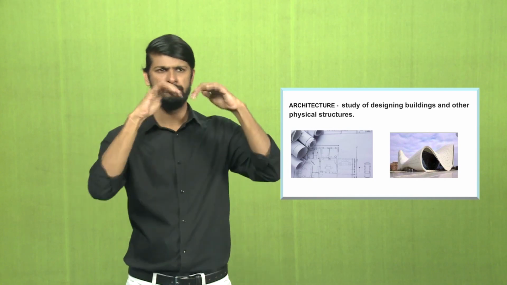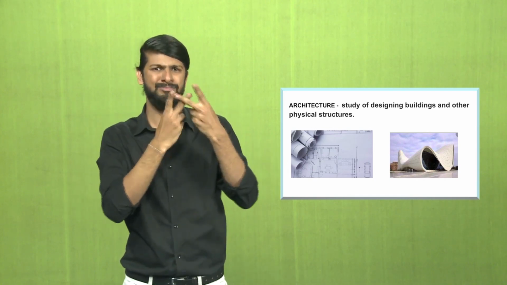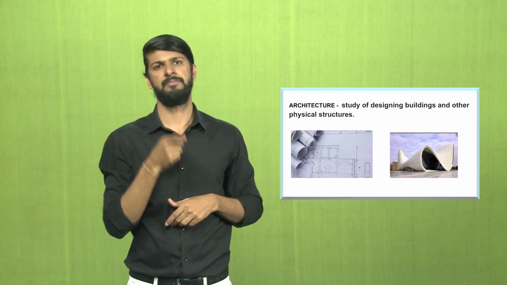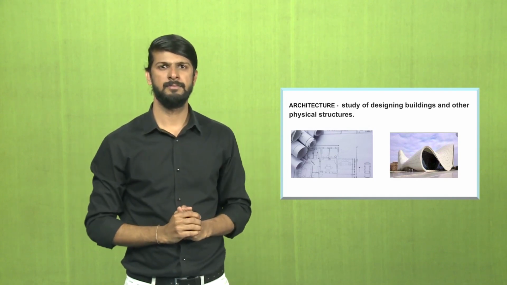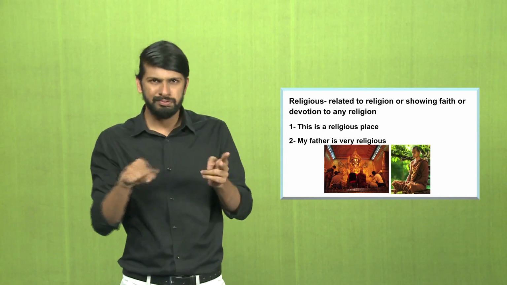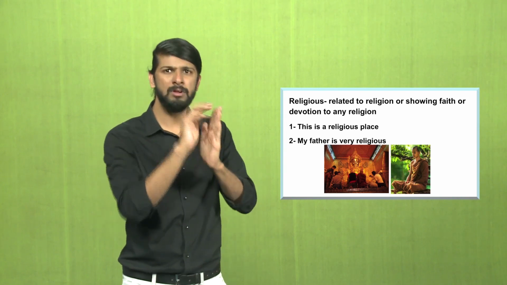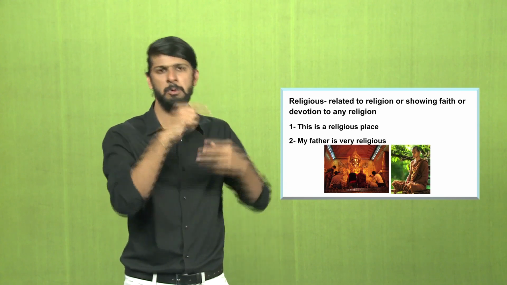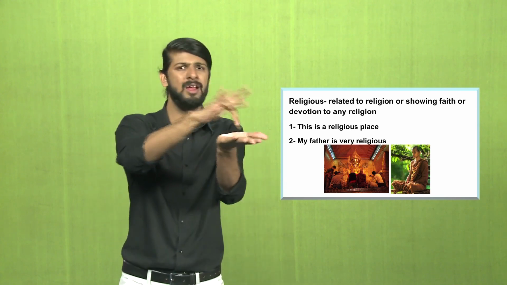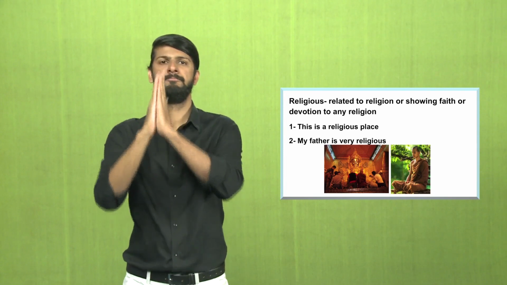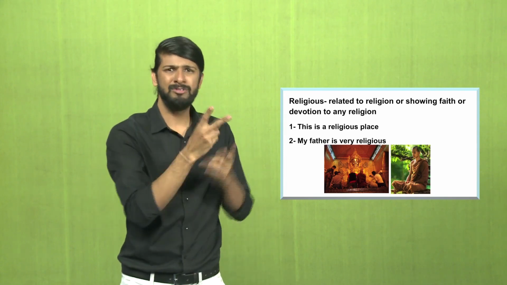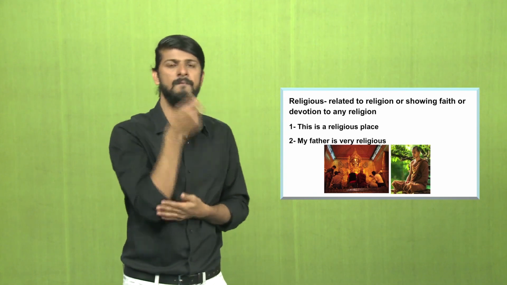Structures could include any and everything. It could be a stadium, it could be a conference hall, whatever it is. The study of the designing is known as architecture. Religious means related to religion or showing faith, belief or devotion to any religion. For example, this is a religious place, or my father is very religious.